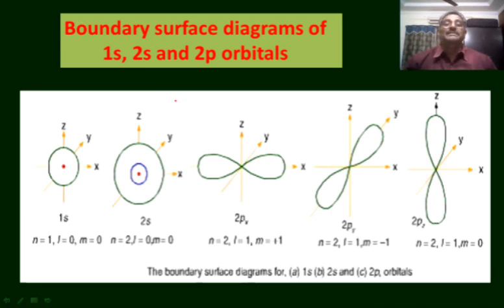The angular momentum is developed due to the revolution of the electron as well as the spin of the electron. The angular momentum developed due to the revolution of the electron is maximum compared to the angular momentum developed due to spin of the electron. The angular momentum developed due to the revolution of the electron, μL, is given by square root of L into (L plus 1) into h by 2π. Here the L value decides the angular momentum of the electron.